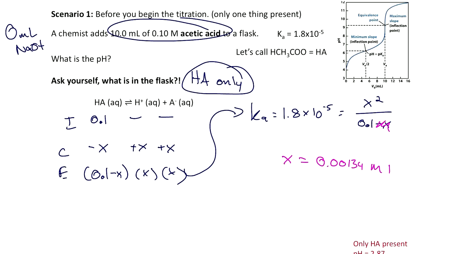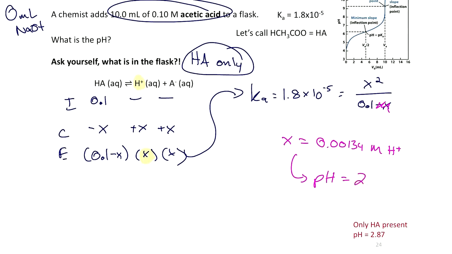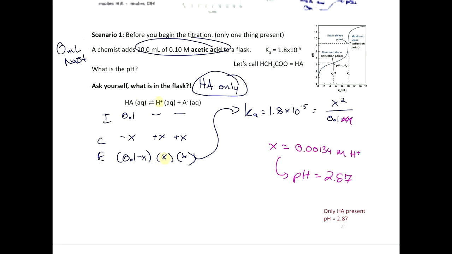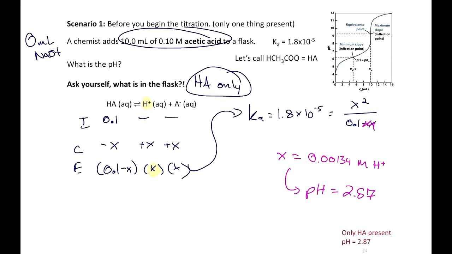H plus. Why is it H plus? Used Ka. Also because that's what I defined it. X is H plus concentration. Right? And so then, yeah, you just negative log that and get the pH. pH equals 2.87. You put acid in your Erlenmeyer, it should be acidic. 2.87 is acidic. Great. Now, let's add base. So how should my pH change? Should go up. So it better go up.